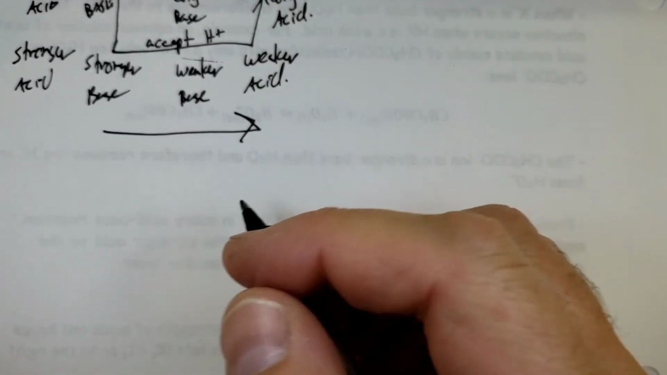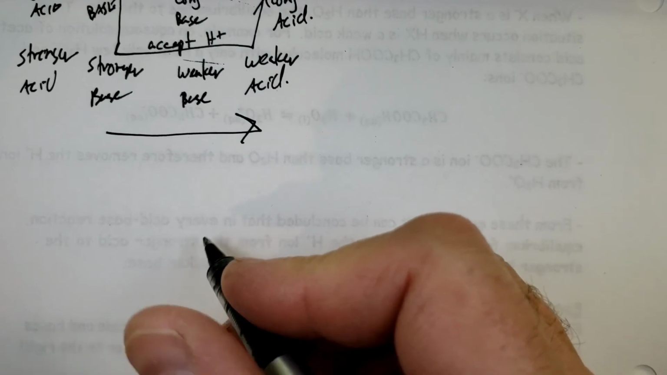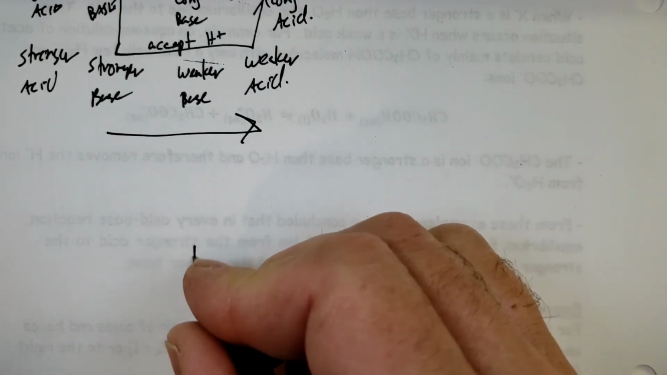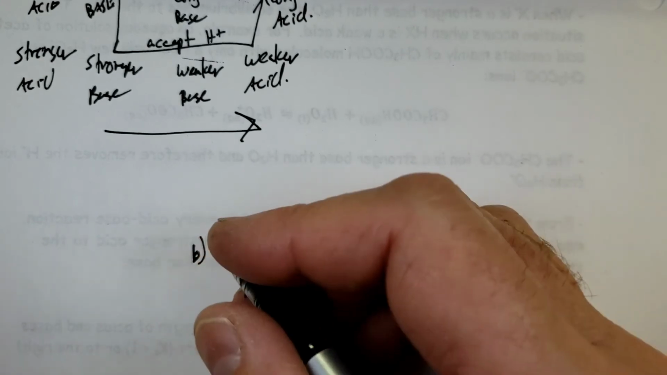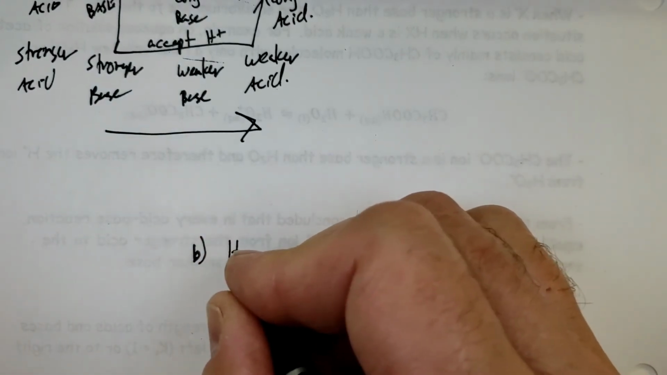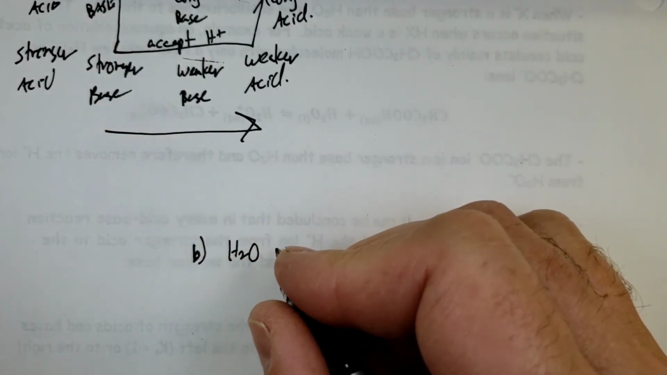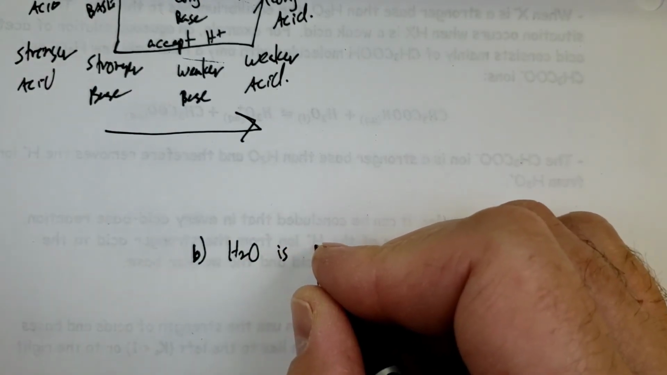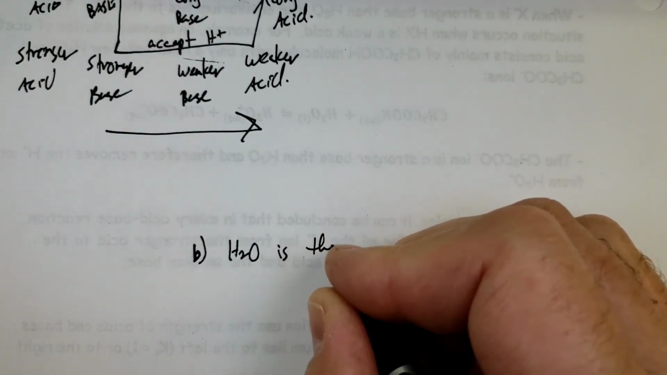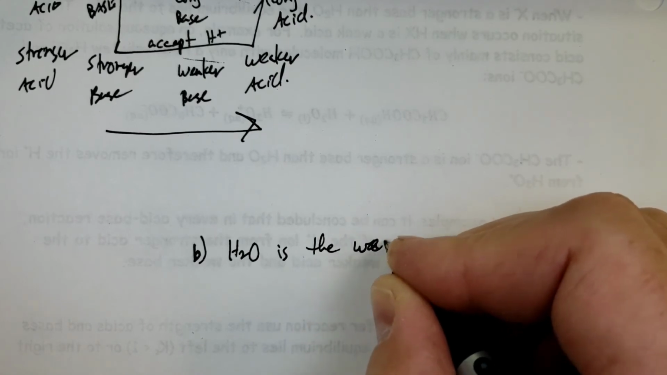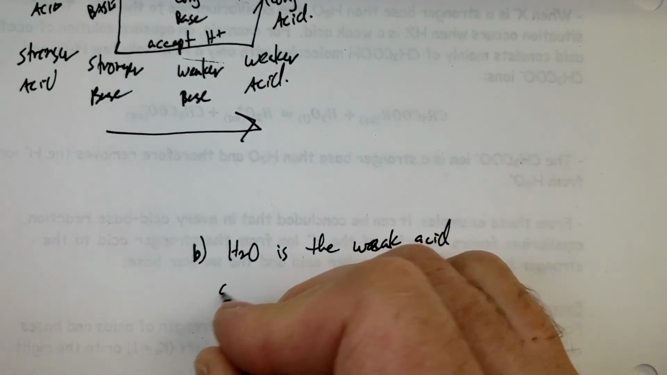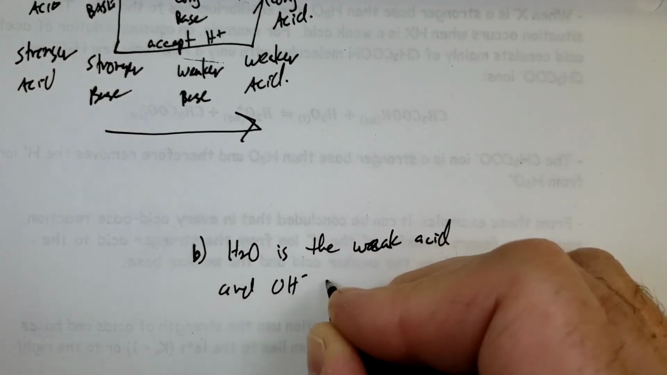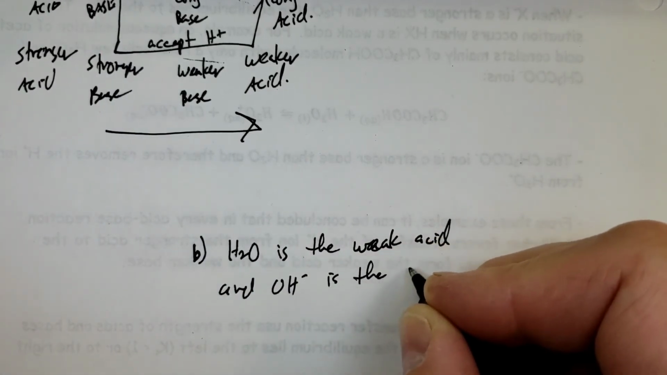So you should be able to do the assignment. There are questions 1, A, B, and C. There's an issue with B, though. I think something isn't on the chart. So just make this little note and it'll help you out. H2O is the weak acid, and OH minus is the strong base.